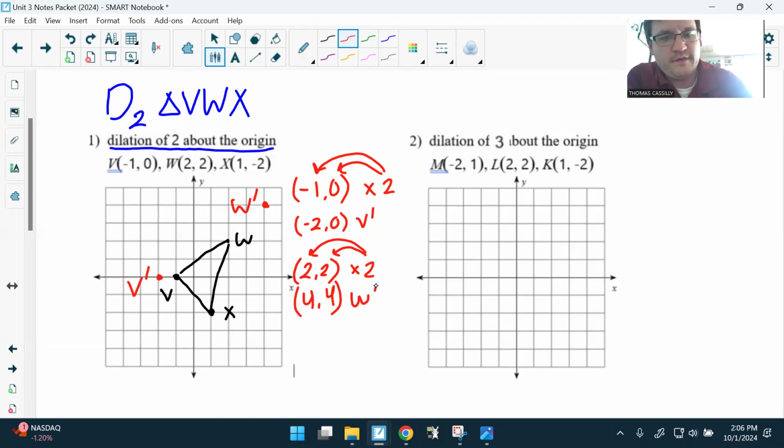All right, let's see here. And the last one, X. We're at 1, -2. Again, multiplying both of those things by 2, we're going to be at 2, -4. And that is X prime. So 2, -4 is right here.